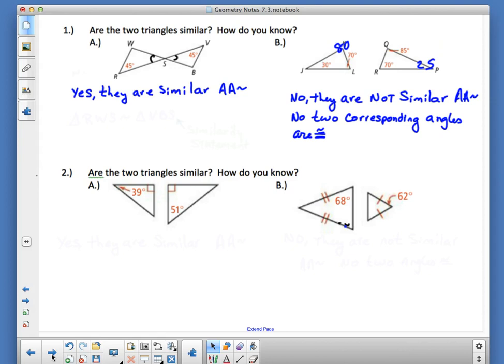It's a fact. If they are to be similar with angles, I have to have two of them by angle-angle similarity. Now, after we do this, why don't we look at 2A on your own, see how you do, and think about that in application of angle-angle similarity.